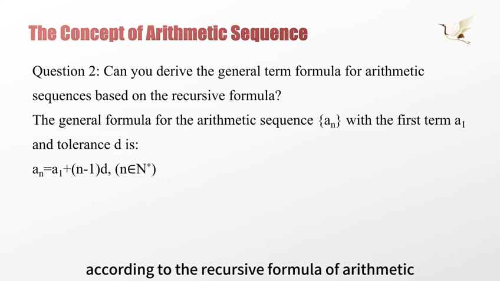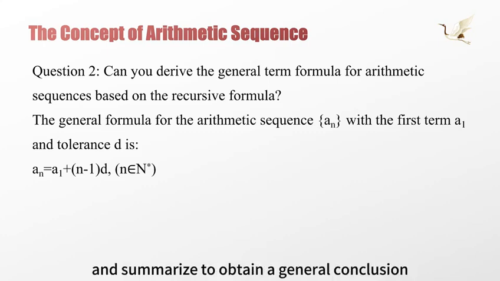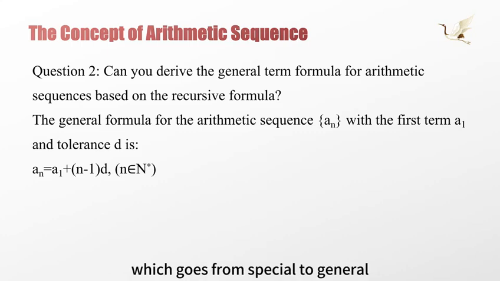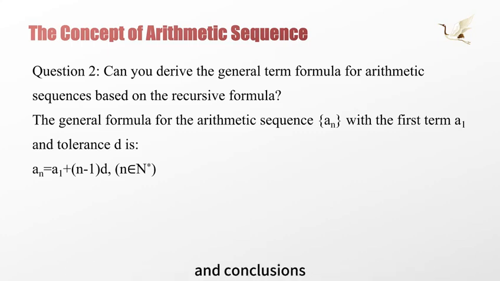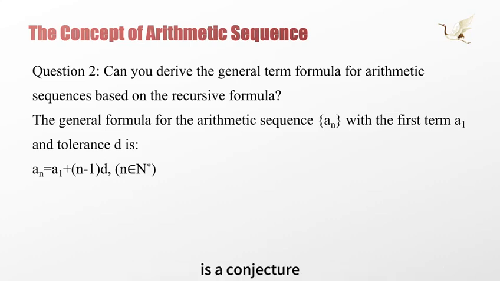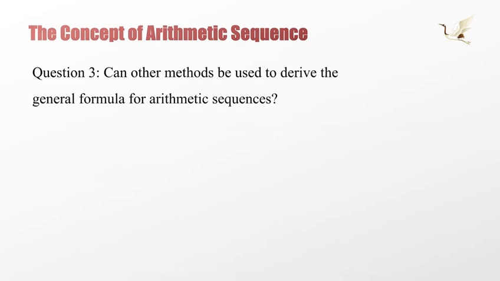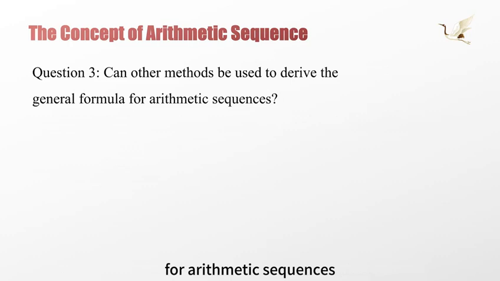According to the recursive formula of arithmetic sequences, we first write some specific recursive relationships, observe their patterns, and summarize to obtain a general conclusion. This reasoning approach, which goes from special to general, is also an important method for discovering new laws and conclusions in mathematics. However, the conclusion drawn from inductive reasoning is a conjecture and not reliable. Think about it, can we use other methods to derive the general formula for arithmetic sequences?